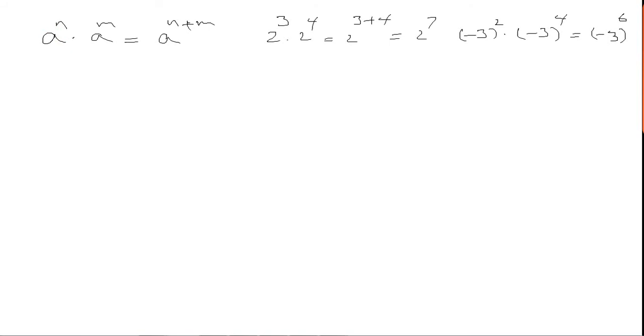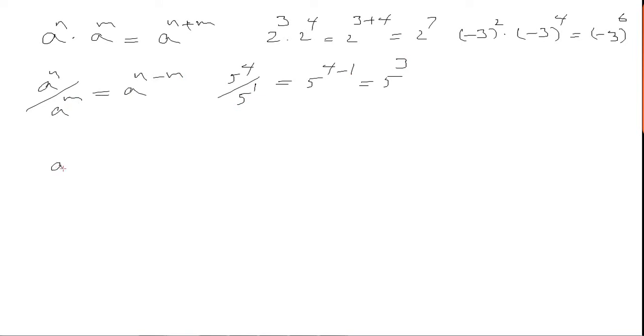The second one is a to the power of n over a to the power of m. Here you have the same base, you have different powers, and the two expressions have been divided. So it's a to the power of n minus m. For example, 5 to the power of 4 over 5. Okay, this 5 here does not have a power, but a power of 1 is always implied. So this is 5 to the power of 4 minus 1, which is 5 to the power of 3.